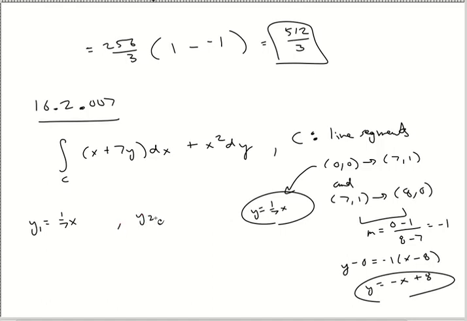And then I got a y2, which is -x plus 8. So I want to find my derivatives and stuff like that. I'm going to kind of show you why in a second. So like dy for this guy is going to be a 1/7 dx. Notice I'm doing it implicitly. Over here, dy is equal to a -1 dx.